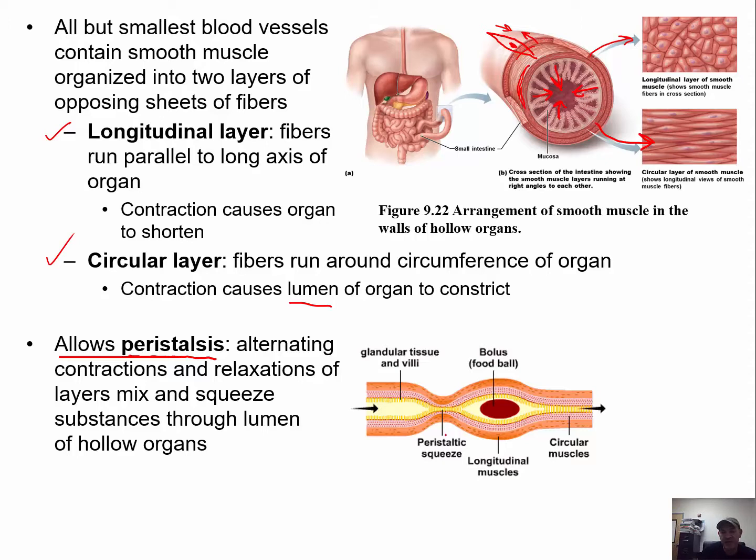So when the circular layer contracts and constricts, like at this location, and then when the longitudinal layer contracts, it can shorten that area. Overall, the repeating alternation between shortening and constricting the circular layer would move the bolus of food through the intestine, for example.